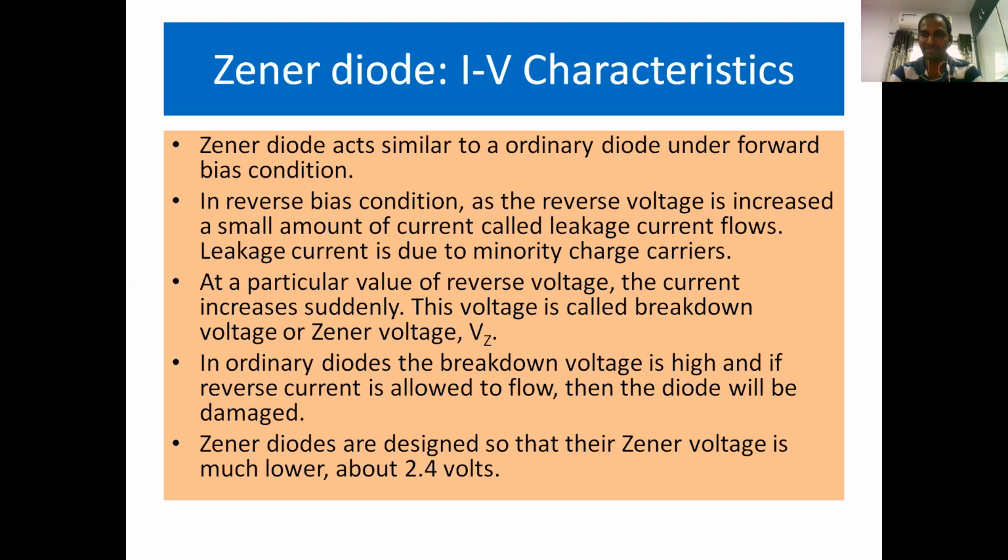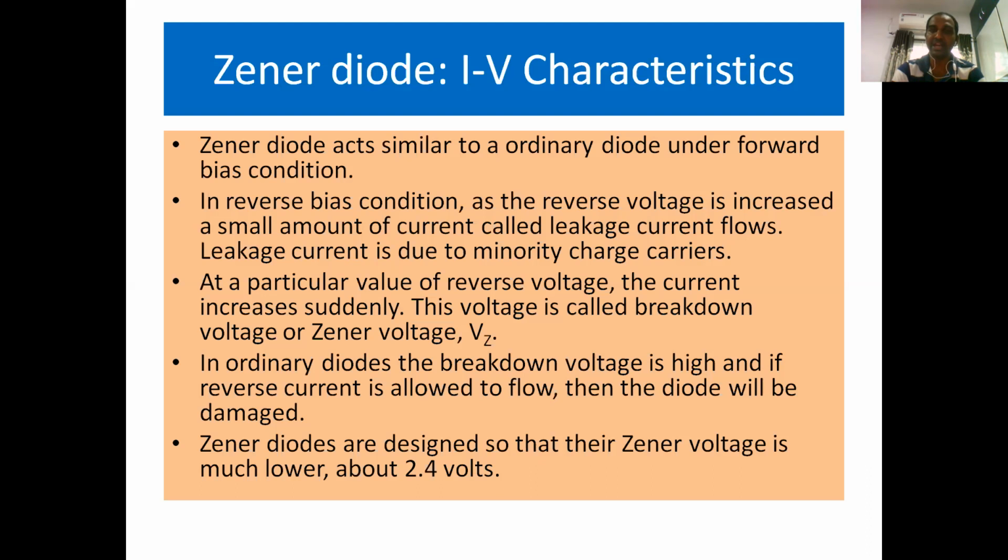But if you operate them in the reverse bias, for the minority charge carriers, that reverse bias itself becomes a forward bias. That's why a small amount of current will flow. Such a current will be called either leakage current, reverse current or dark current. So the current which flows in the circuit due to minority charge carriers is called leakage current. At a particular value of reverse voltage, the current increases suddenly. This voltage is called the breakdown voltage or Zener voltage. Usually it is represented with VZ.